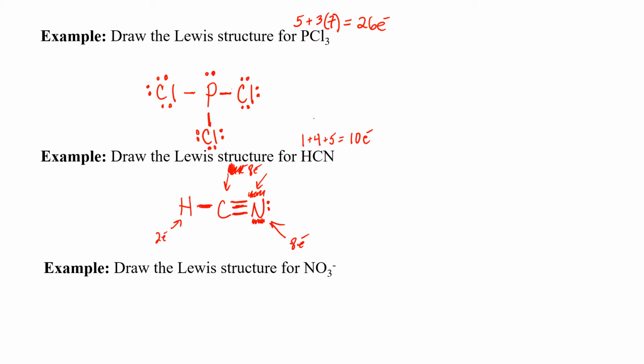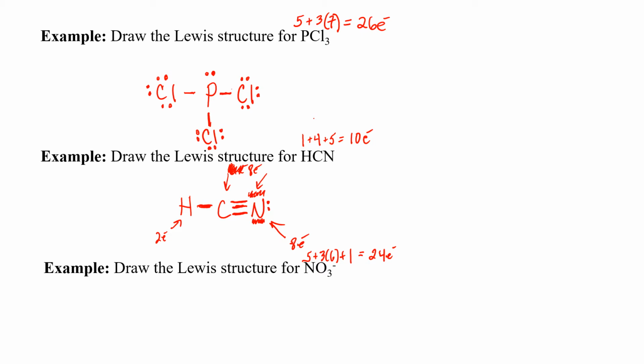Next, we're going to look at the Lewis structure for NO3. This is the nitrate ion. So we're going to sum up our valence electrons. Nitrogen has 5 valence electrons. Oxygen has 6, but there's 3 of them. And then that negative charge, that means you add an electron. So we've got 18 plus 6 is 24 electrons in the bank.